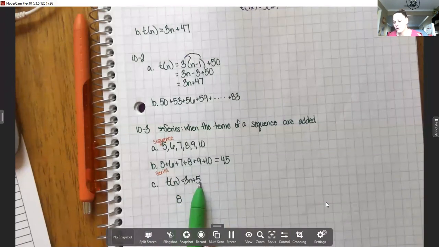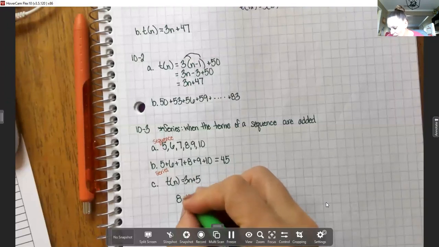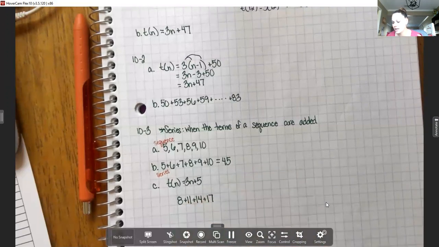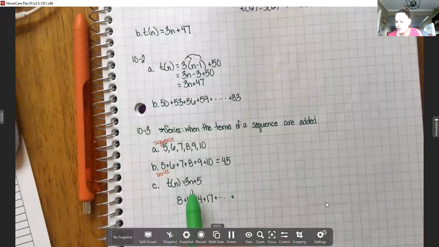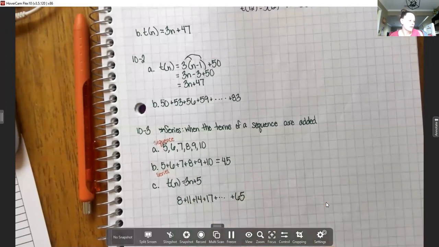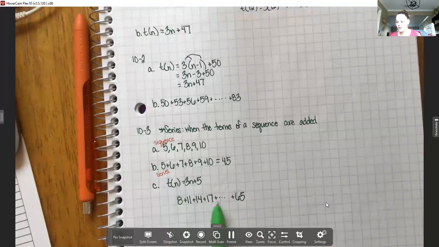5 would be the 0th doll or the 0th term, which doesn't exist. So the next one would be 11 plus 14 plus 17, all the way until we got the 20th doll, which would be 65 centimeters wide. 65, where 65 comes from, is plugging in 20. So this would be the series there. And we would just, again, add 20 and 23 and 26 and 29, 32, and we'd keep going all the way until we got to 65. Are there questions on that so far? Okay.